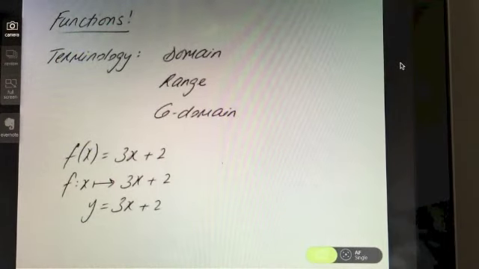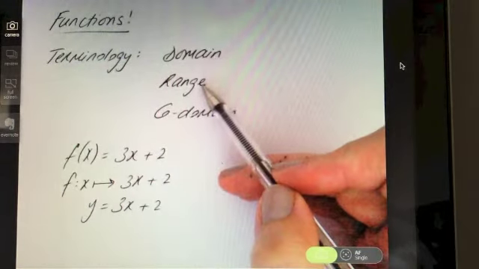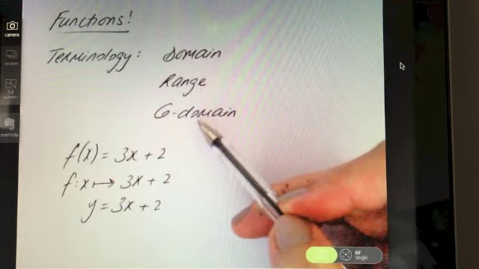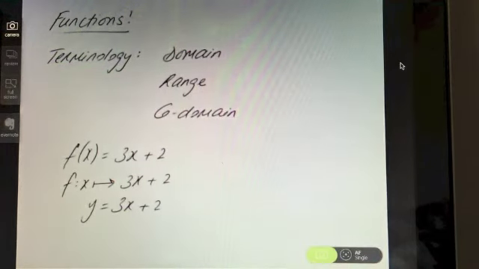Okay, let's do a little recap on functions and just get used to some terminology as well. The domain and range you would have been familiar with from third year and junior cert level. Codomain you might not, so let's just go through exactly what this is. Functions can be written in any of these three ways, okay? They're all three ways of just listing what a function is.